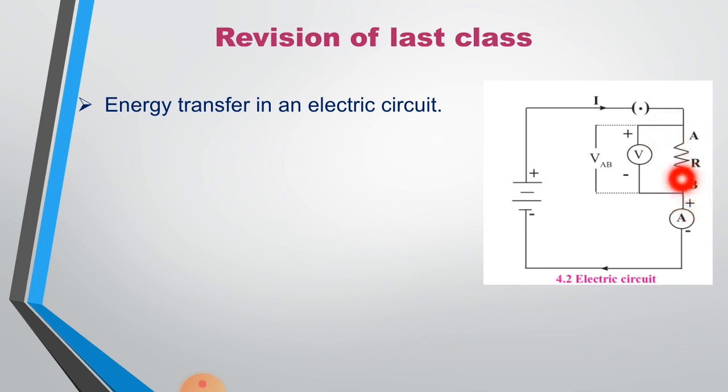So current always moves from the positive terminal to the negative terminal. Okay, so the direction of current is always from the positive terminal to the negative terminal. So behind this, the concept whatever is there, we have learnt in our last class.